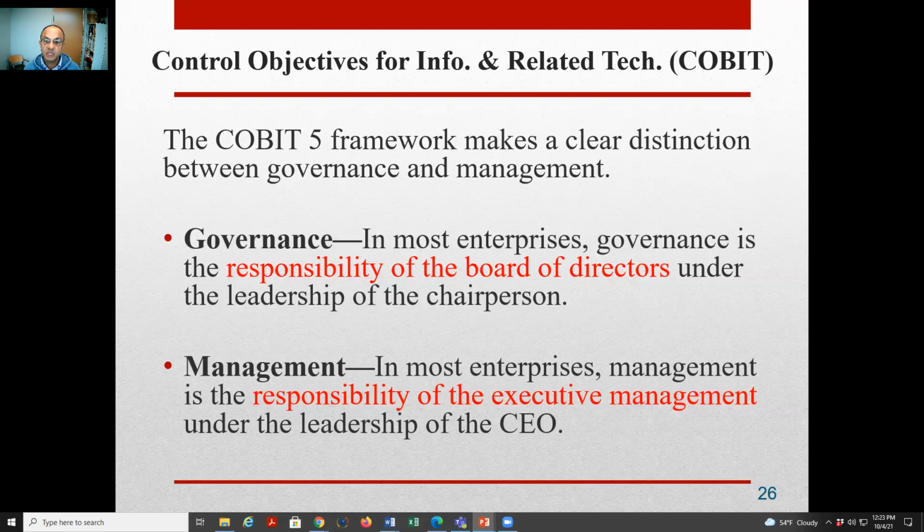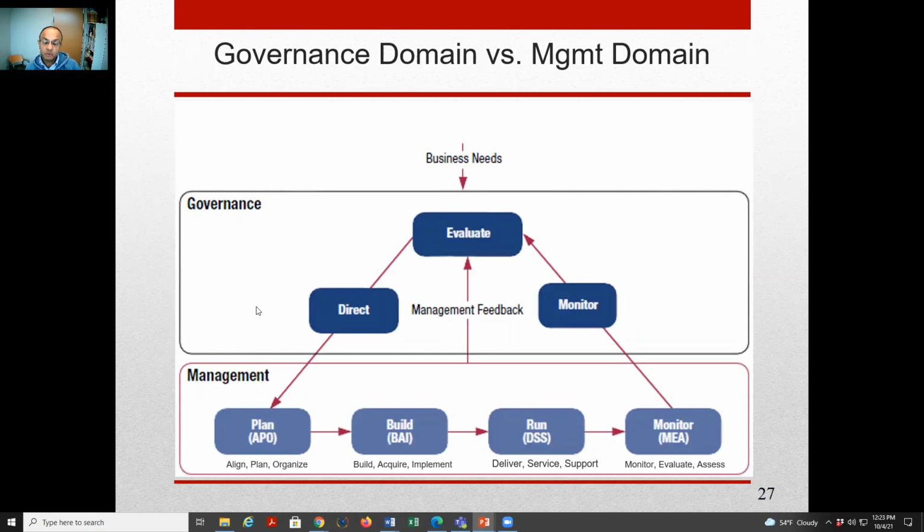What do we mean by governance? We say those who govern the company, which are usually the board of directors, are not and should not be the same as the management, because the management includes only the executive management. So first we need to separate the governance body and the management. We said the board of directors, which is the governance body, is responsible for evaluation, direction, and monitoring of the executive management. The executive management should be responsible for aligning, planning, organizing the workflow, and then building, acquiring, and implementing the assets, running the transactions, delivering service and support, and then monitoring, evaluating, and assessing.